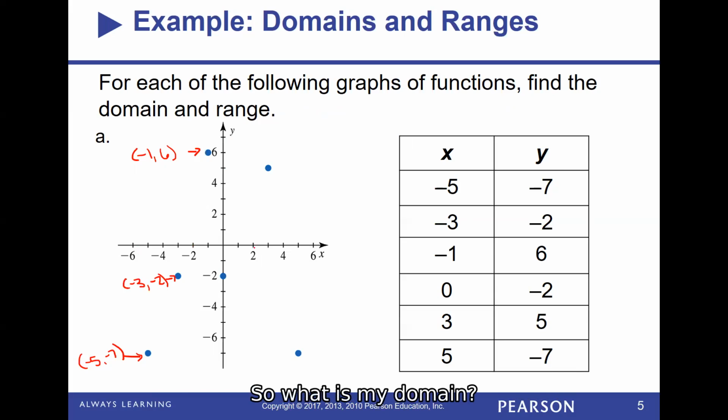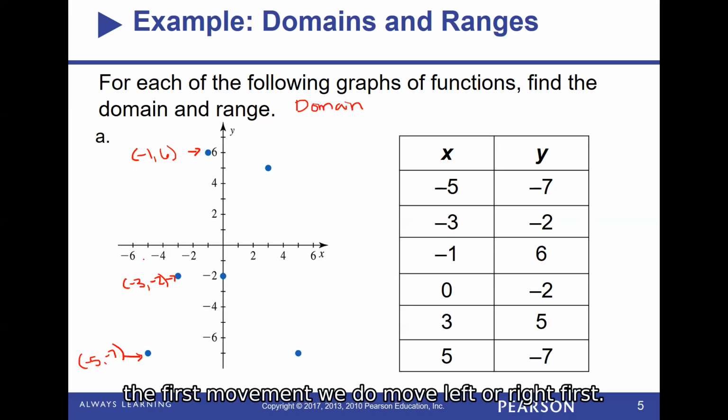So what is my domain? Now remember, domain is your input. So what did I do first? I always moved left or right first. So that's going to be my input. So in our case here, our domain is the input. The first movement we do, we move left or right first.